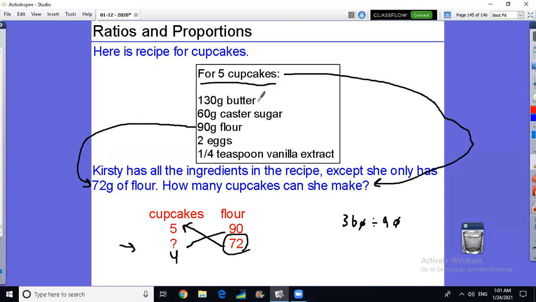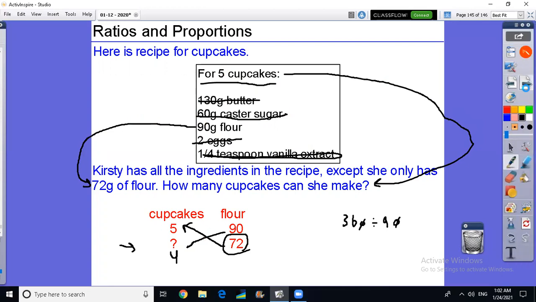They didn't ask me about the butter. I don't need to use it. About the castor sugar, even though it is really delicious, I don't need it. The eggs, and here is the vanilla extract. I don't need anything from this information. I need only the cupcakes and the flour in my answer.